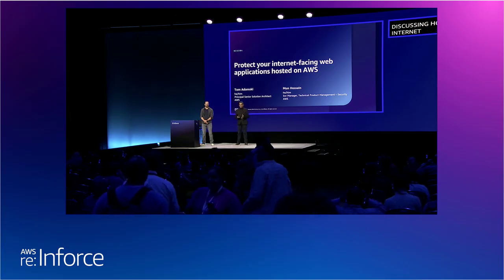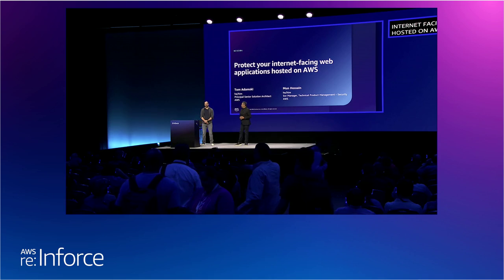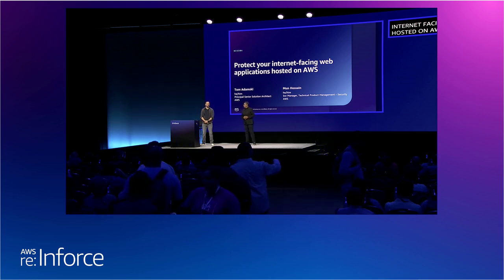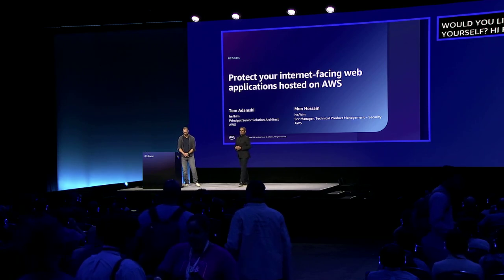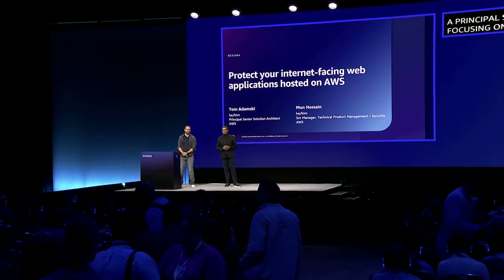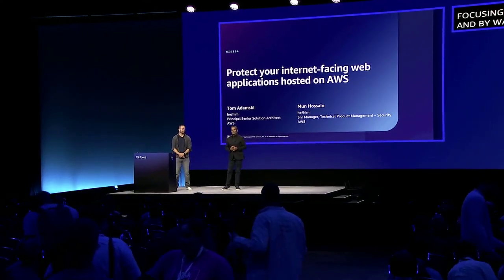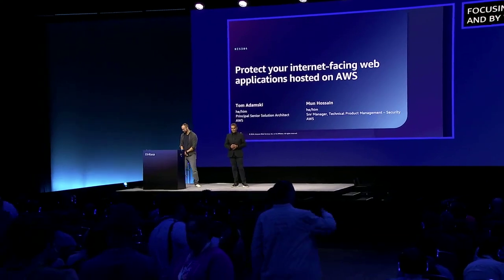Today I'm joined with my esteemed colleague, Tom. Would you like to introduce yourself? Hi folks, I'm Tom. I'm a principal solution architect focusing on networking. Great. And by way of introduction, I'm Moon Hussain, been with AWS for a couple of years, and I'm in product management in the security division.